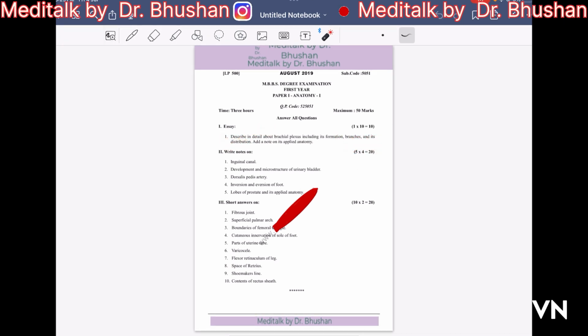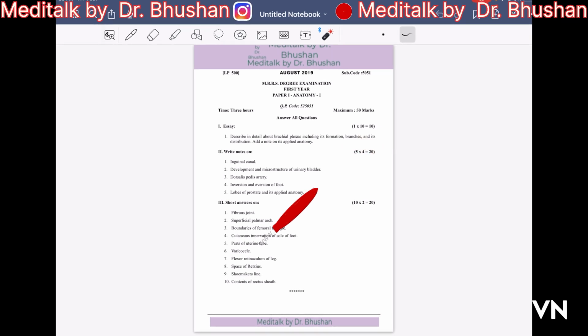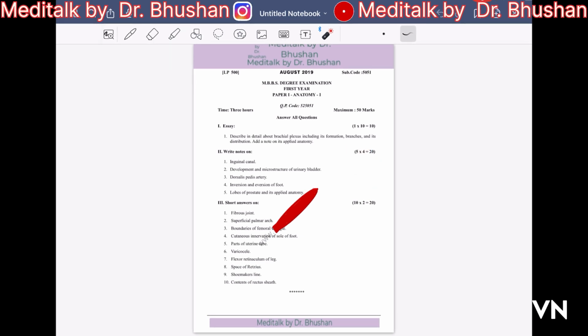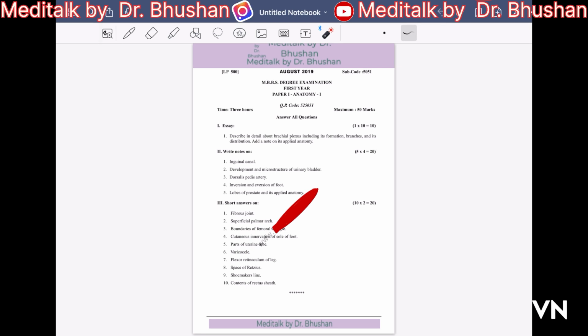Second part is write notes on. It's a 20-mark question. 5 questions for 4 marks each. First is the inguinal canal, development of microstructure of urinary bladder, dorsal pedis artery, inversion and eversion of foot. Okay. Lobes of prostate and its applied anatomy.